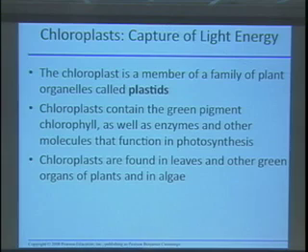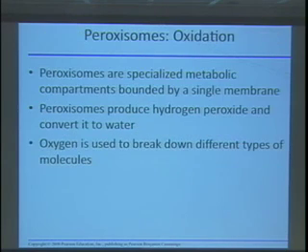Okay, and then chloroplasts. So these are a family of plant organelles that are called plastids. They're found in plants. They contain the green pigment chlorophyll and other enzymes that are important in photosynthesis. And they're found in leaves and other green organs of the plant, and they're also found in algae. Okay, so we can very easily see them by their green pigment.